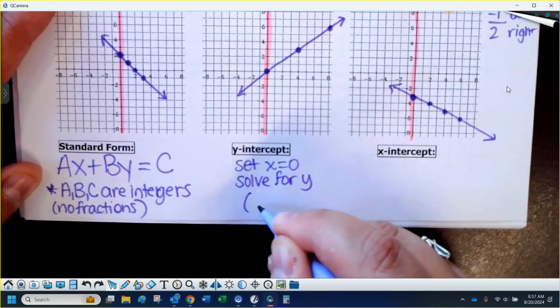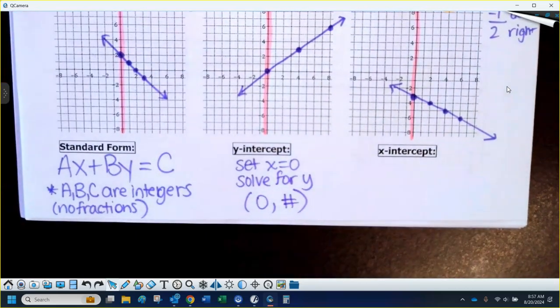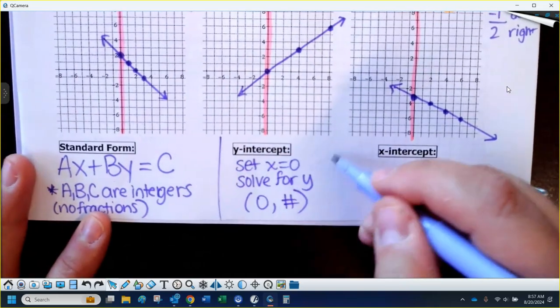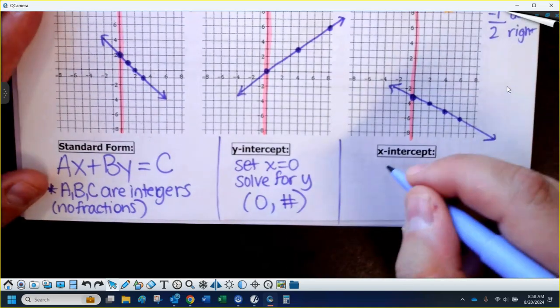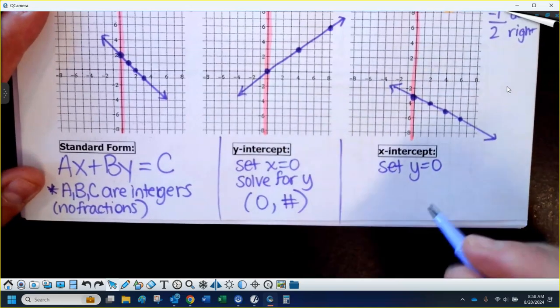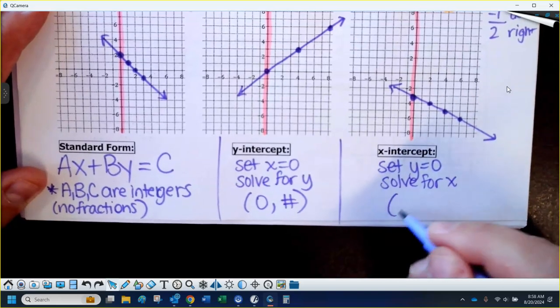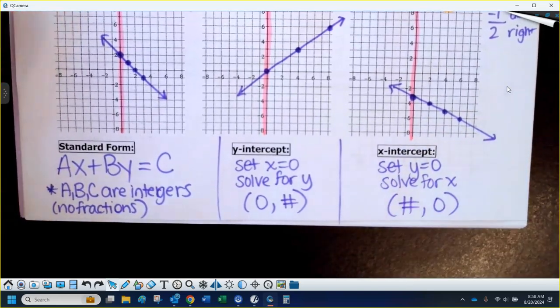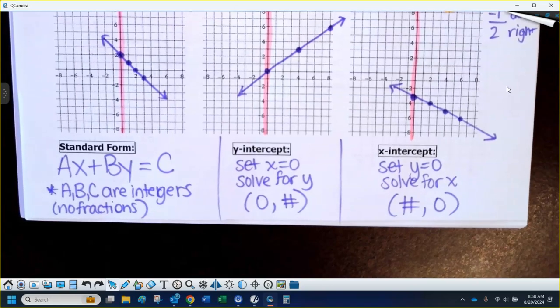Would be of the format 0 and then some number. The x-coordinate is always 0 if you're intersecting the y-axis. And I'm going to write a similar argument for x, but switch out the letters. So if you want your x-intercept, you're going to set y equal to 0. We'll talk about this on the back and solve for x. And that will be of the format some number comma 0. So the y value is always 0 if you're crossing the x-axis, and the x value is always 0 if you're crossing the y-axis. And we're going to do that on the back.